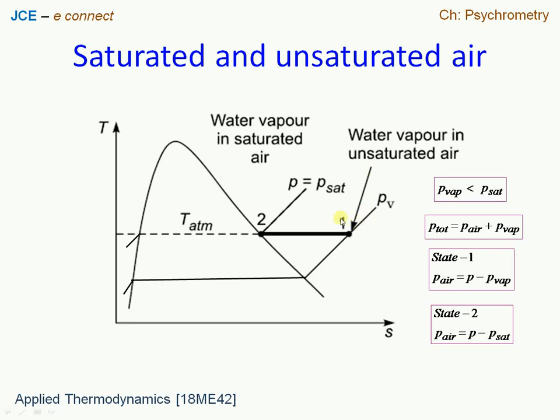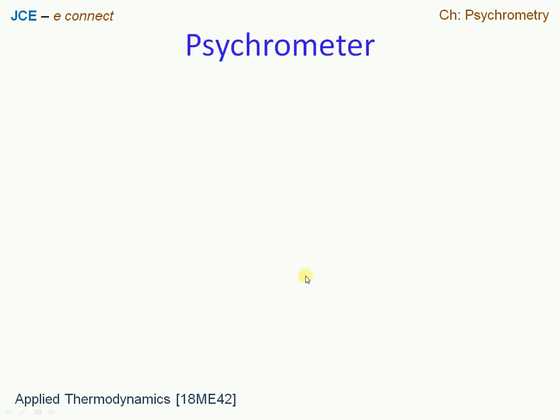We recall that at state point 1 the sample of moisture is unsaturated. That means more moisture can be added to bring it to saturation condition. In other words, the sample becomes completely saturated when it approaches the saturated liquid curve at state point 2, where the partial pressure of vapor becomes equal to the saturation pressure. So with this, friends, we'll proceed further.